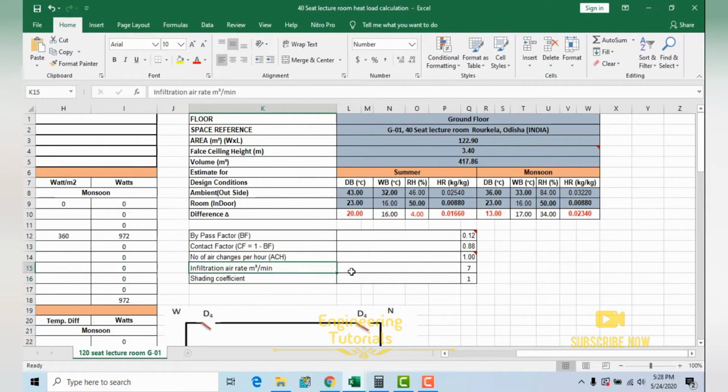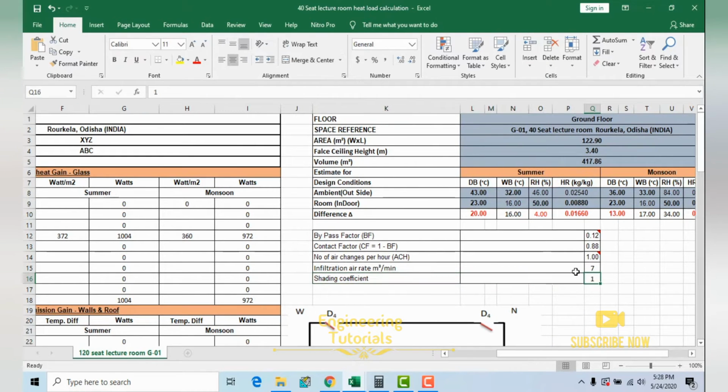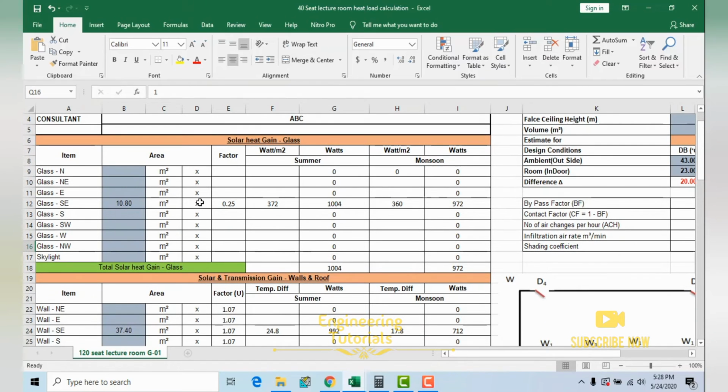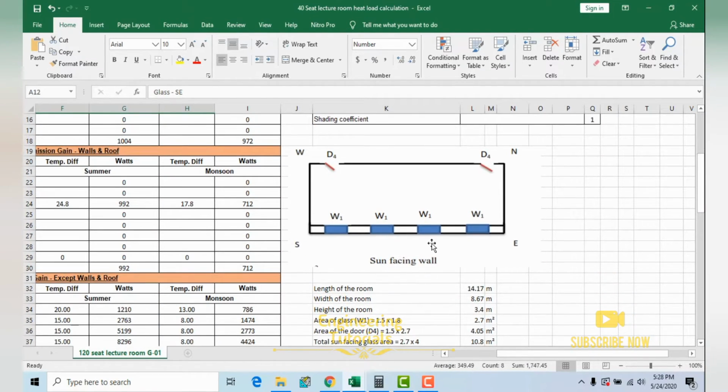So this is the infiltration rate, 7 cubic meter per minute, and shading coefficient you can get from the glass supplier. Shading coefficient we used here is 1. So first we will calculate the solar heat gain for the glass. As you can see in the drawing, this is the wall exposed to sun, this is the outer wall, and how many glass we have here?